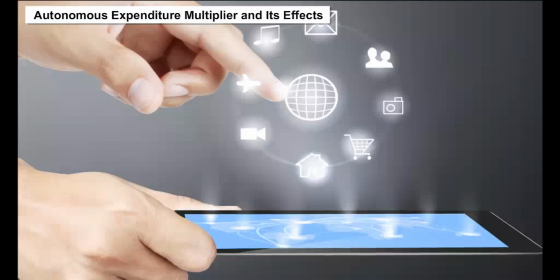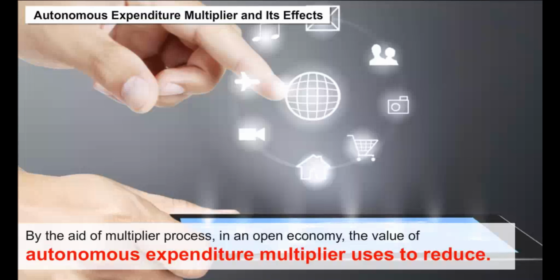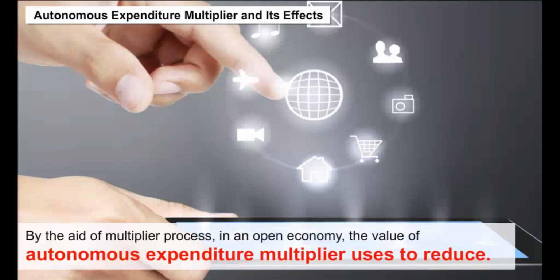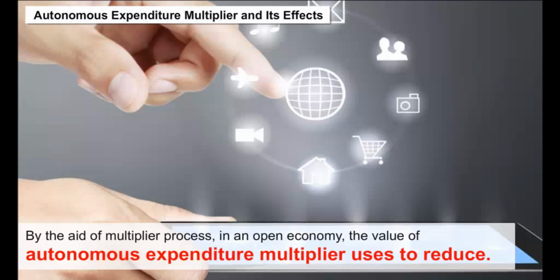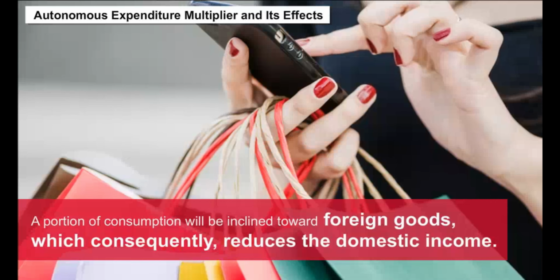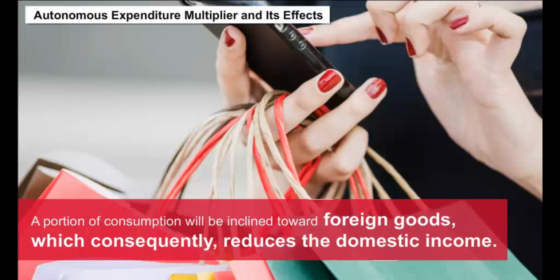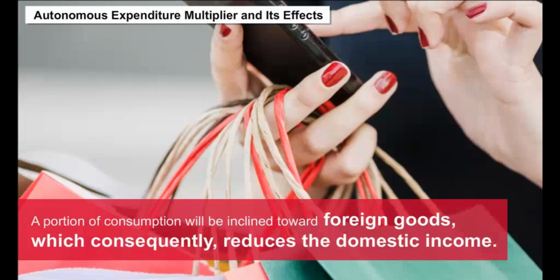Autonomous expenditure multiplier and its effects. By the aid of the multiplier process in an open economy, the value of the autonomous expenditure multiplier tends to be reduced. For example, a change in government spending not only affects income but impacts the rate of consumption and the recycled income rate as well. In this respect, if the marginal propensity to consume is positive, a portion of consumption will be inclined towards foreign goods, which consequently reduces domestic income.